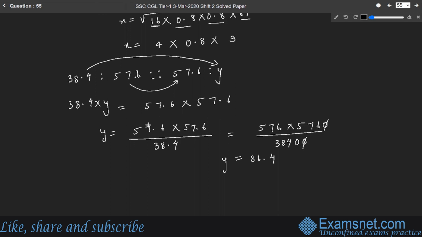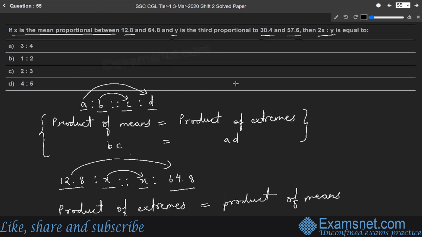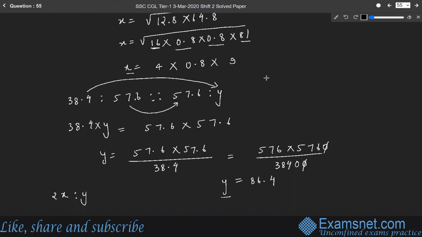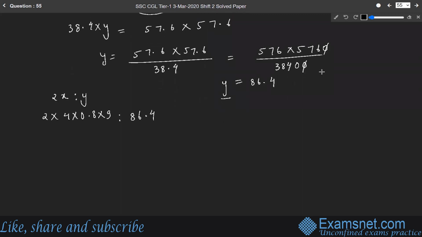Okay. Now we have the value of x and y. Do you remember what we have to find here? We have to find 2x ratio y. All right. 2x means 2 into x. So we have to find 2x ratio y. What is the value of x? 4 into 0.8 into 9. So 2 into x means 2 into 4 into 0.8 into 9. Ratio y. What is y? 86.4. Okay. So this is the ratio that we have to find.